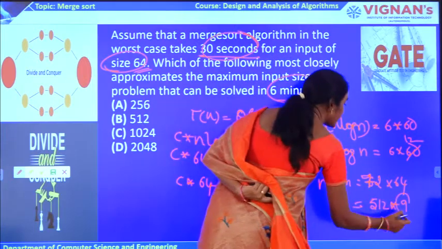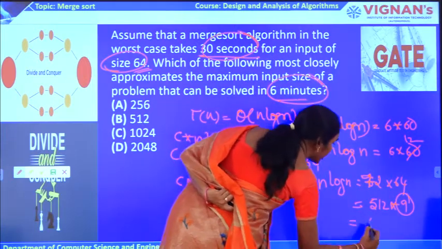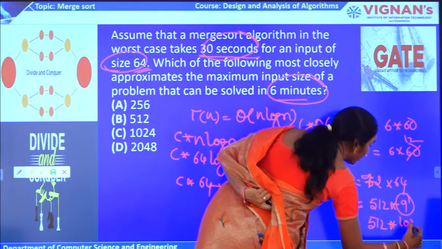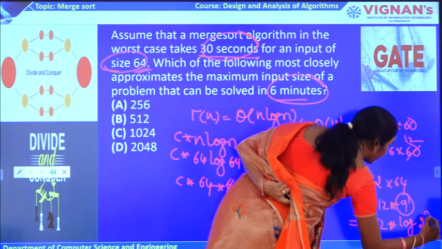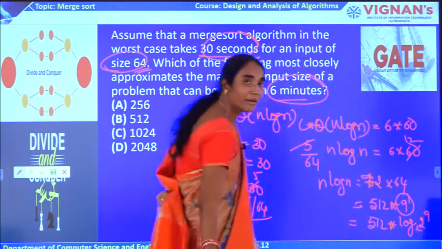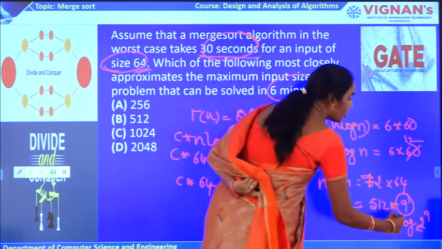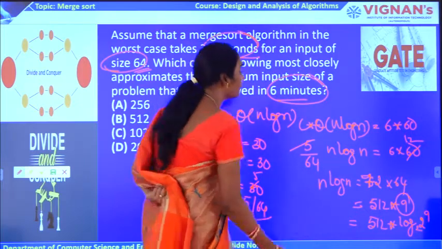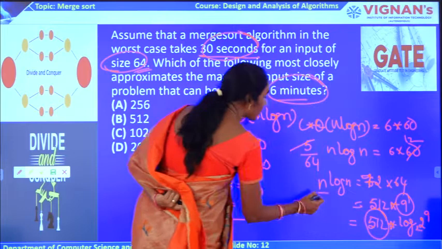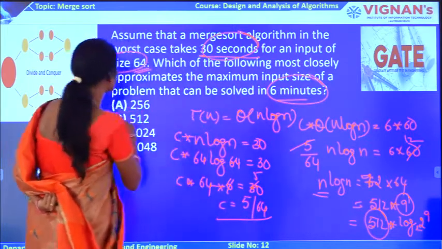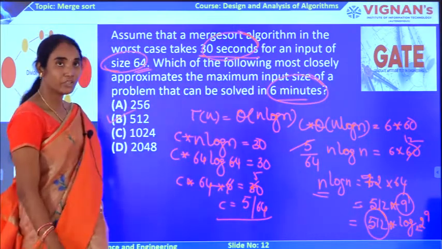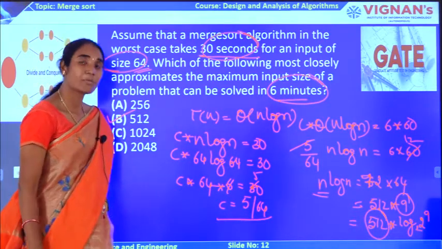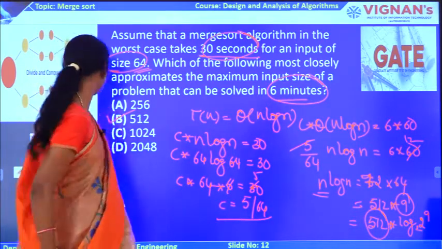This 9 can be rewritten as 512 into logarithm of 2 to the power of 9 to the base 2, which is nothing but 9 into logarithm of 2 to the base 2, because 2 to the power of 9 is 512. So finally the n value is 512. The final solution is 512. So for 6 minutes the maximum size is 512.